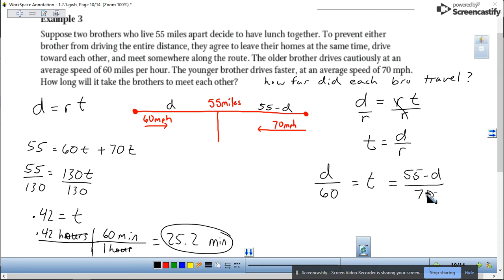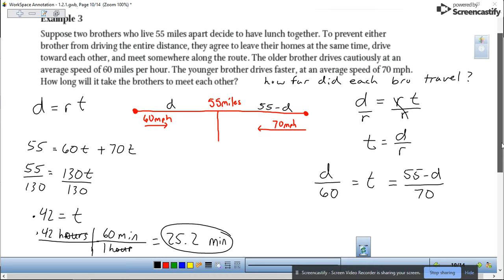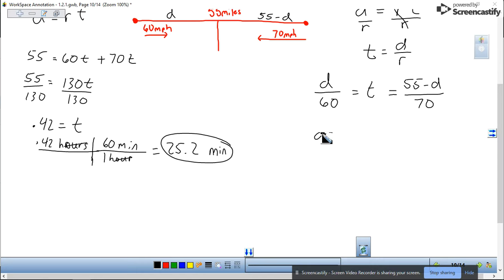Okay? So if I take out the piece in the middle that they're both equal to, I can actually set the two of those equal to each other. That would be d over 60 equals 55 minus d over 70. Now, this is a fraction equal to another fraction. That's a proportion. We can multiply by the reciprocal on one side, the easier side being this side. So we're going to multiply by 60 over d.